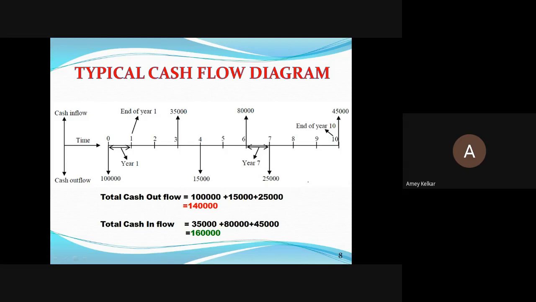Now, based on this only, further applying your CPM PERT concepts, we get software such as MS Project and Primavera, by which once you update the activities and the related costs, automatically you will get these cash flow diagrams.